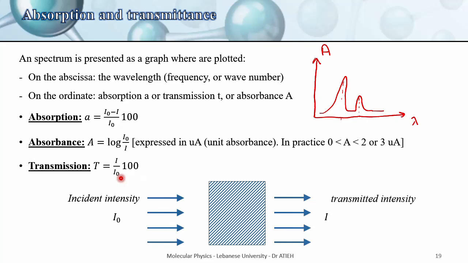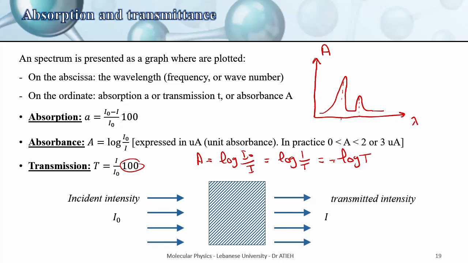So it's clear that there's a relation between the absorbance and the transmission. A is equal to log I0 over I. So we can say it's equal to log 1 over T, because T is I over I0. We just multiply by 100 to give it the form of a percentage, and it can be equal to minus log T. So this is the relation between the absorbance and the transmittance.